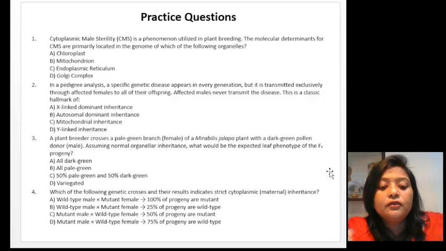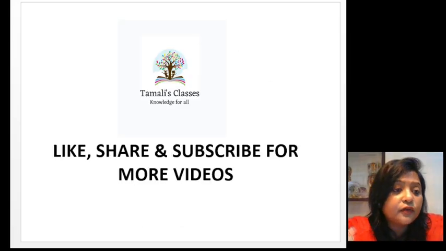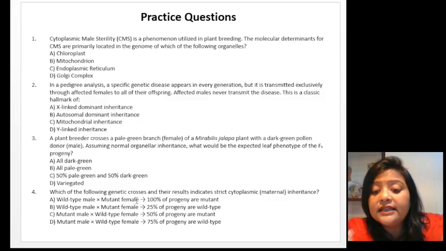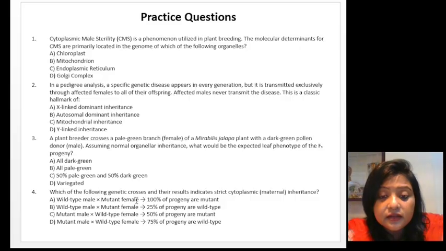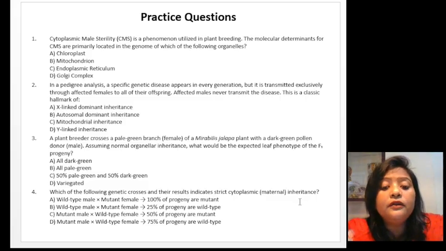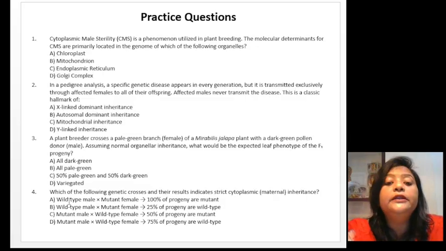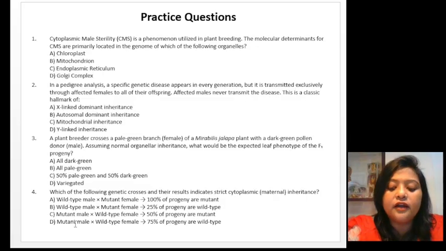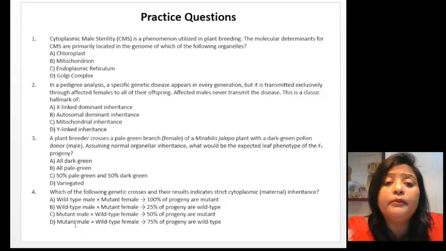Okay. So now question number 4. Which of the following genetic crosses and the results indicate strict cytoplasmic inheritance? So again, very easy. Cytoplasmic maternal means what? From the mother it will come. So whatever the mother will be having, the offspring will have the same thing, and they're saying strict. That means none of the other type. Suppose mutant female, wild type male. If it's strict, then wild type should not be there at all. Only the female type should be there. So I've already given you the hint of the answer. I will not tell you anymore. I want you to do it. You can put your answers in the comment box. I'll reply to you.